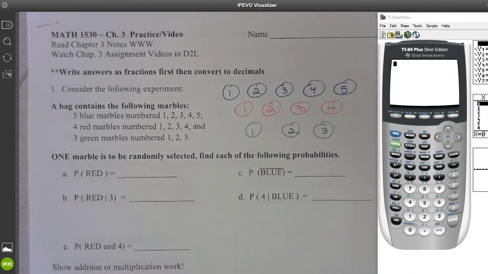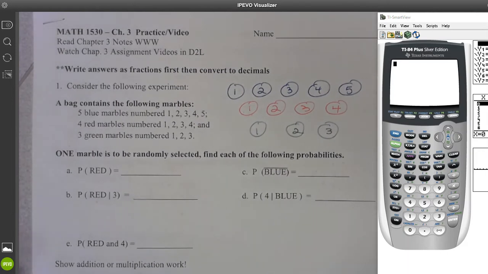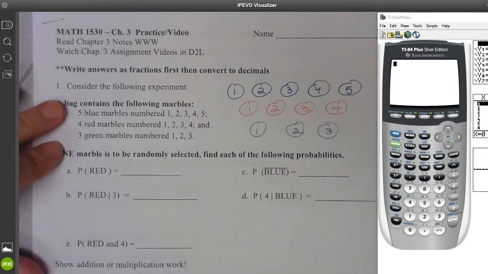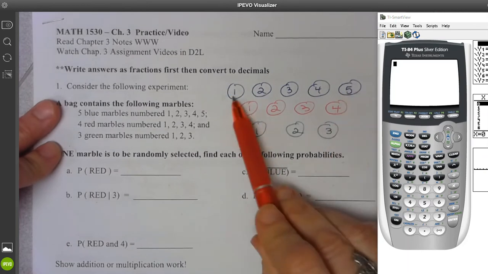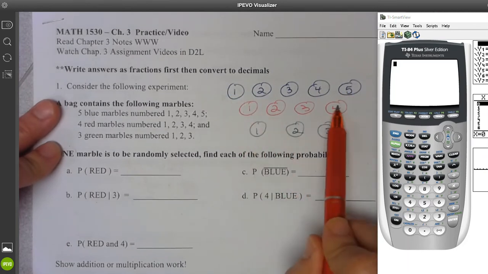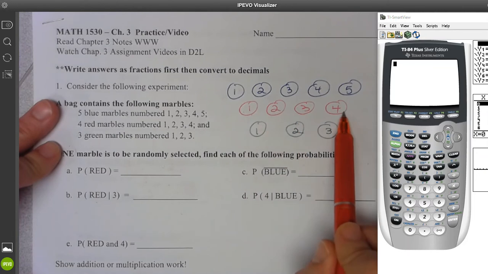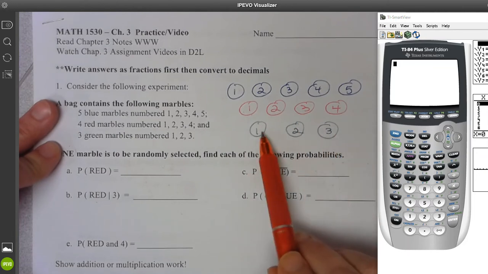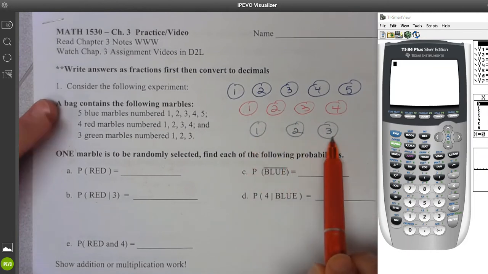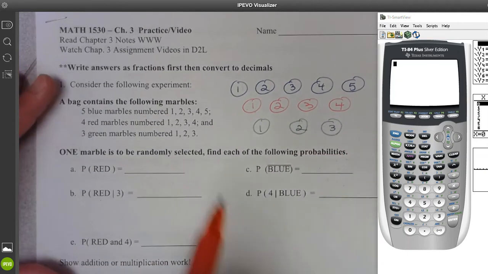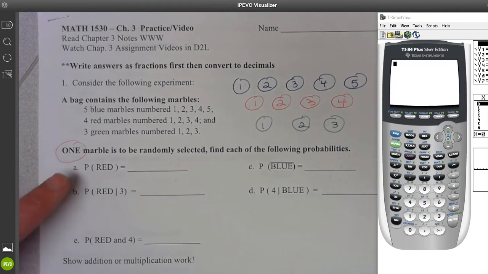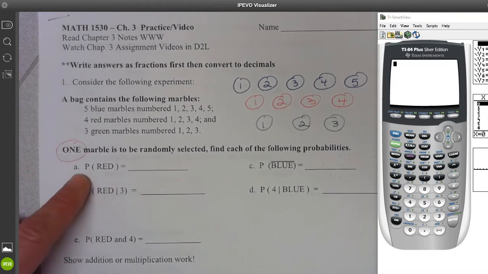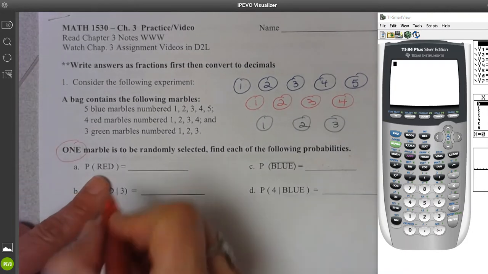This is the Chapter 3 assignment video, and what we are doing is we are working with probabilities. So we have a bag that contains the following marbles. We have 5 blue marbles numbered 1 through 5, 4 red marbles numbered 1 through 4, and 3 green marbles numbered 1, 2, and 3. So we are randomly selecting one marble, and that's important to note that we're just drawing out one marble. And we want to find out what's the probability that it would be red.